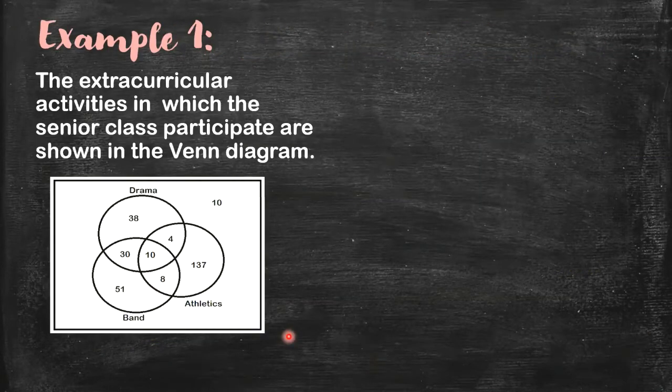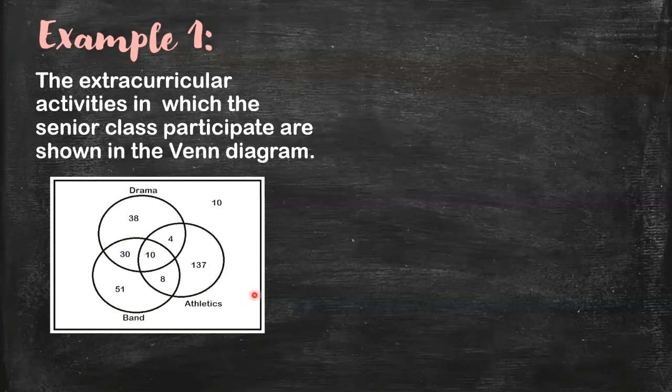This is the first example, okay? So, this Venn diagram shows the 3 extracurricular activities in which the senior class participate. Okay. Now, before dealing with probabilities, make sure that you count all the elements of the universal set. Okay, what do I mean by that? I-add ninyo lahat ng numbers na nakikita nyo dito. Ang common mistake dito, usually kasi nakakalimutan yung numbers sa labas ng overlapping circles. Okay? So, please always remember the number outside the overlapping circles.